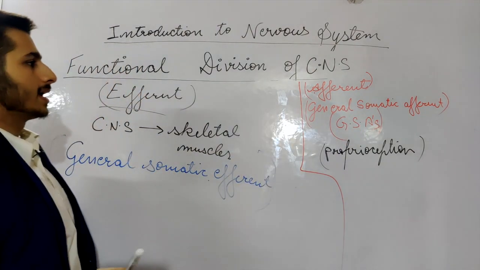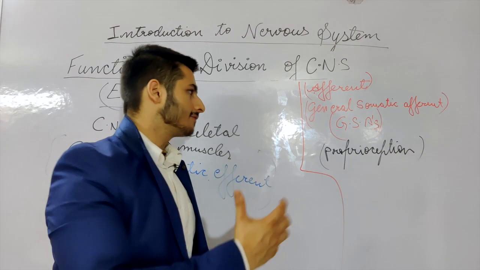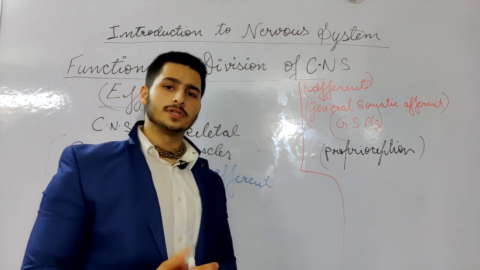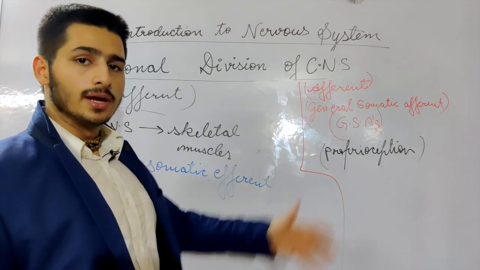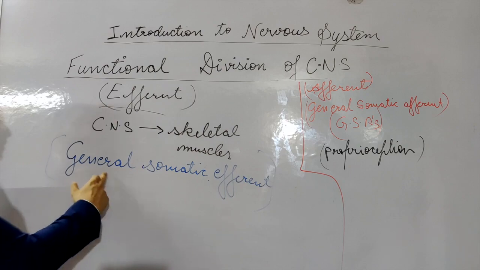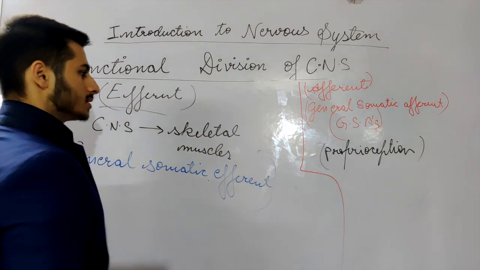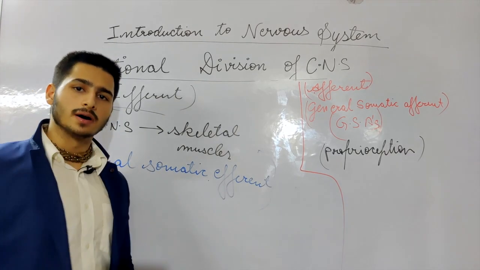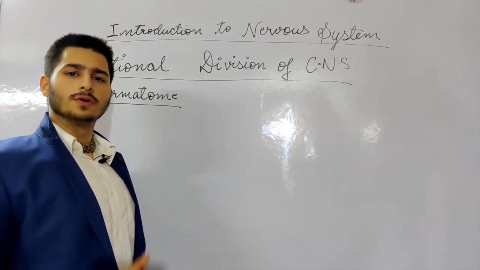So once again, what are general somatic afferent fibers? These fibers carry information from the peripheral regions of the body back to the brain and the spinal cord, whereas the general somatic efferent fibers carry information from the CNS to the skeletal muscles of the body. We move on to dermatomes.